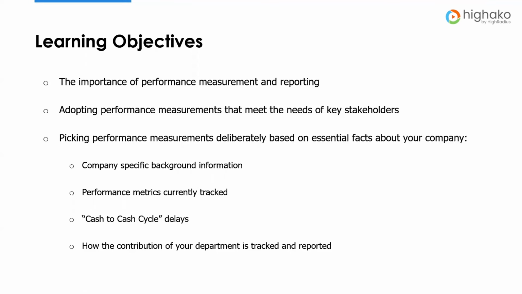Then we're going to talk about picking performance measurements very deliberately based on the essential facts that you need to consider about your company, such as company specific background information. What type of performance measurements have been used in the past? What's lacking? Performance metrics that are currently tracked, and are they the most effective ones? And then what's impacting your cash-to-cash cycle and delays in your cash-to-cash cycle that maybe you should look at and measure and track and target?